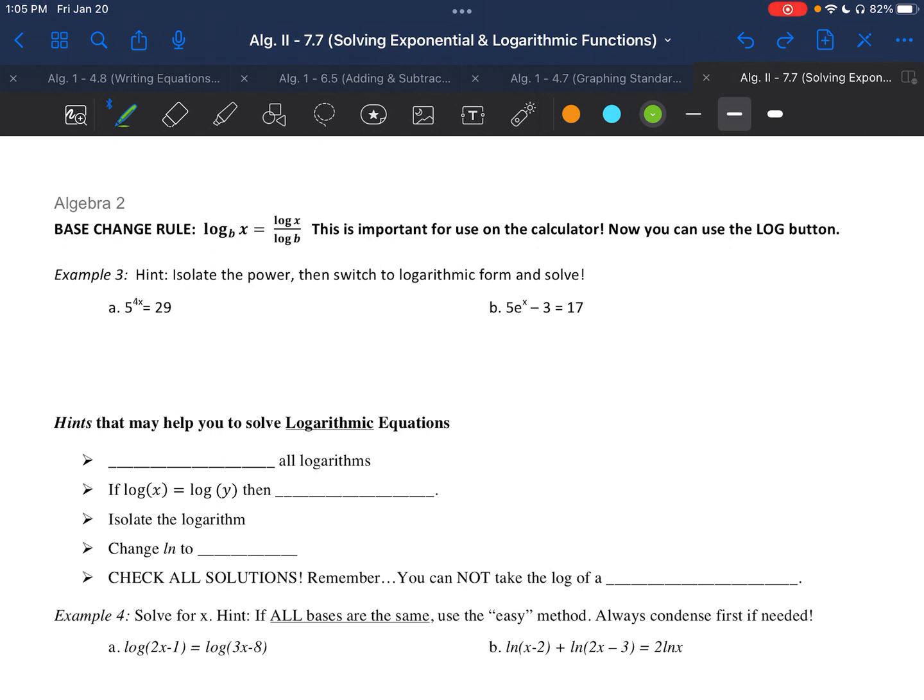So the reason this is important is because now you can use your calculator, because if you use the log button on your calculator, it assumes it's log base 10. So what you could do is on your calculator type log of x divided by log of b, and it'd be able to give you your answer. And we're actually going to use this here on examples 3a and b, so we'll see it.